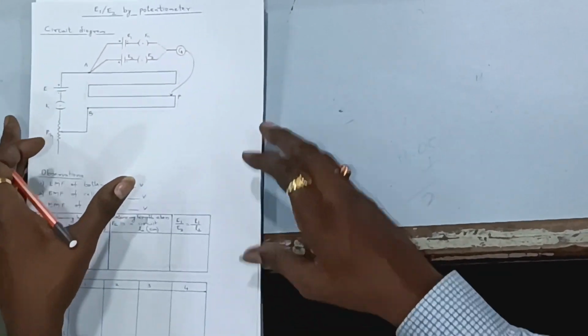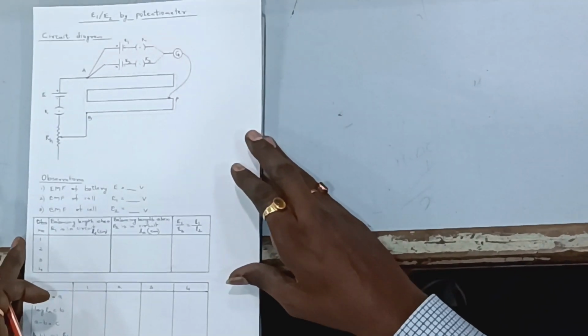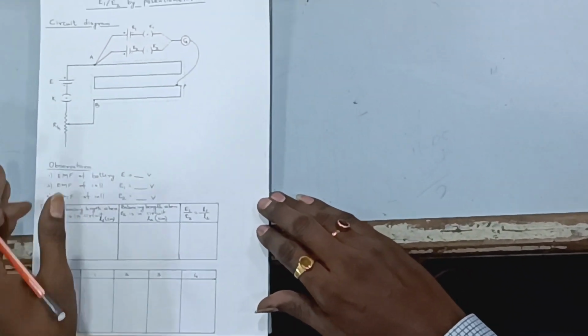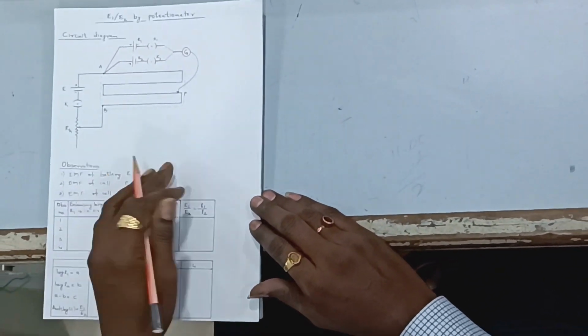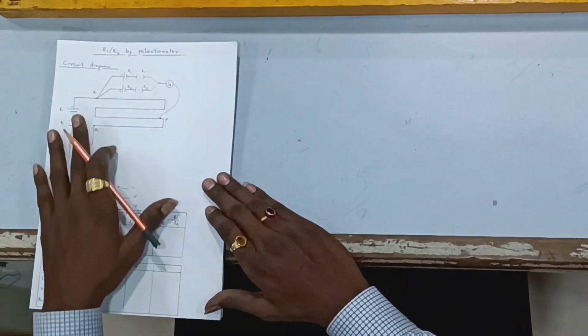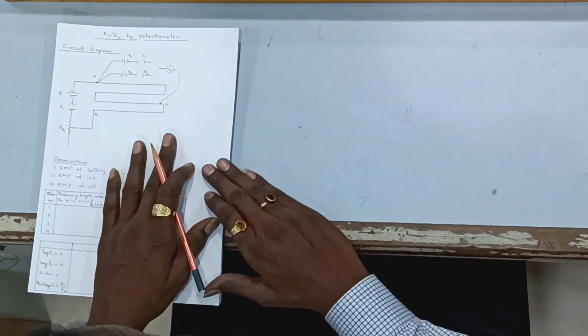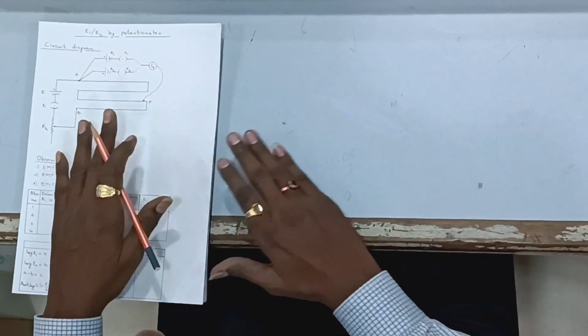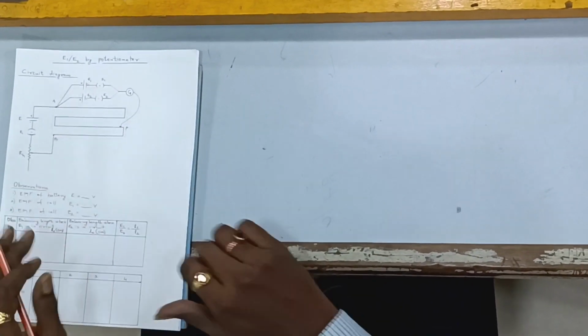Now in most of the electrical experiments, the problem students face is that they are not able to do the connections properly using the diagram. I would recommend that before doing any electrical connection, you should always first keep the components as per this diagram.